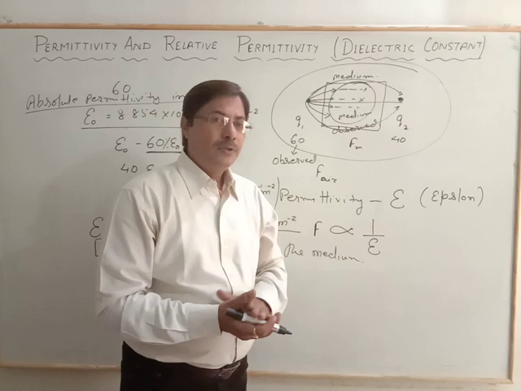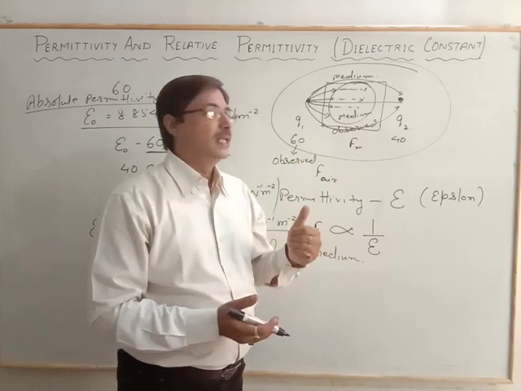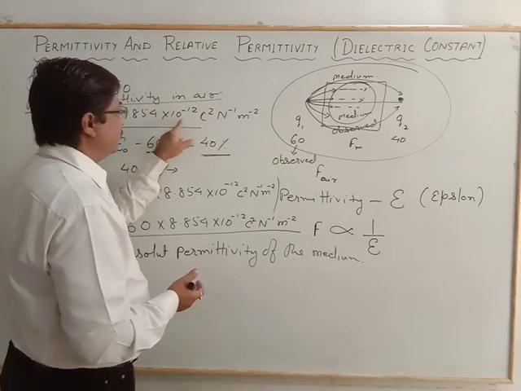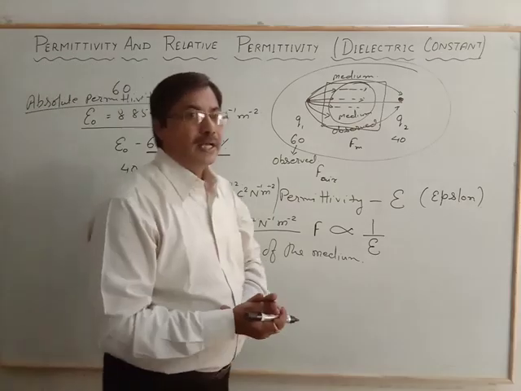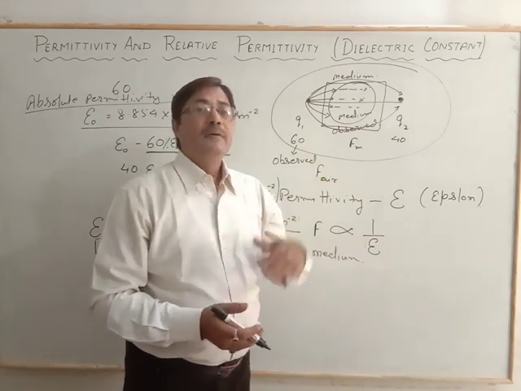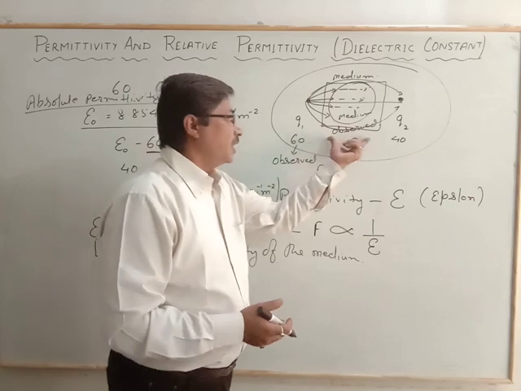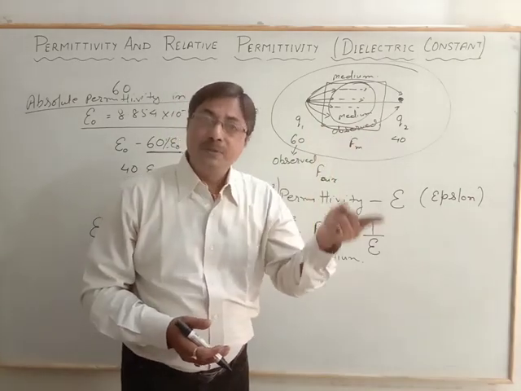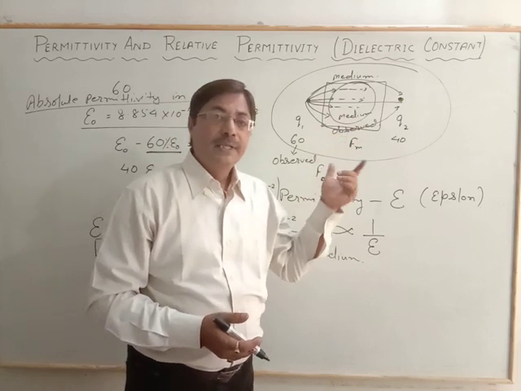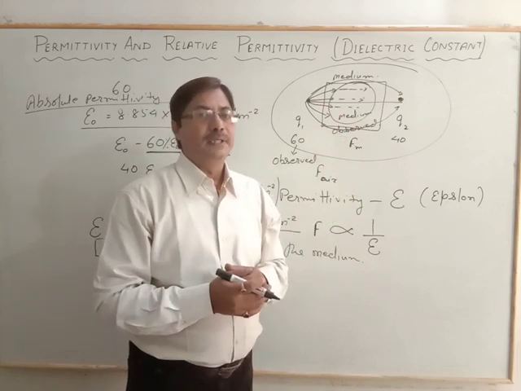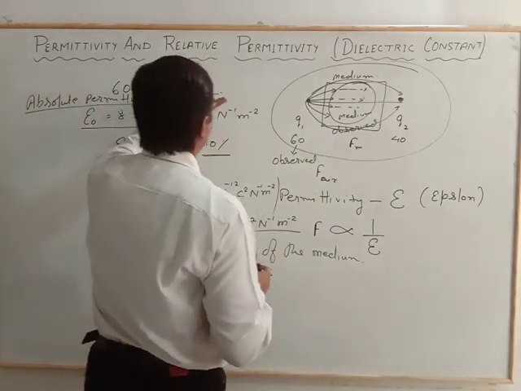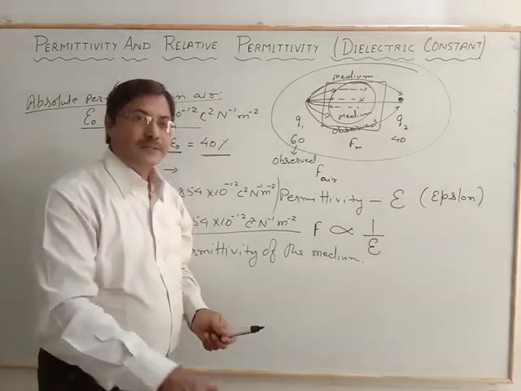What about the absolute? When it is multiplied with 8.854 into 10 to the power minus 12, that is the absolute permittivity of air or the vacuum. When multiplied with how much it is observed, it will give the absolute value of the medium, or permittivity of the medium. That is the absolute nature of this one. Now we will discuss the relative permittivity or dielectric constant.